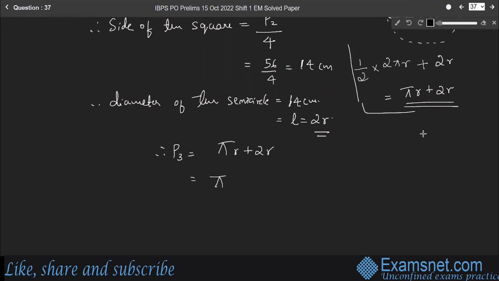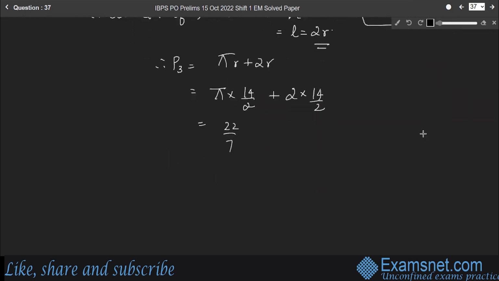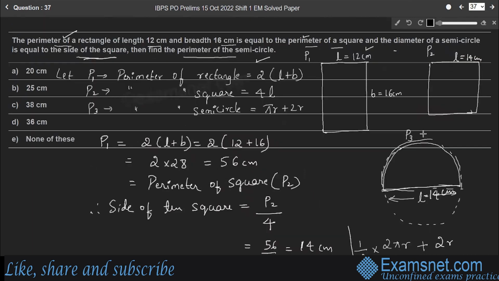So since diameter of the semicircle is 14 centimeter, radius is 14 by 2. So pi is 22 by 7 into 7 plus 2 into 7. Therefore, 22 plus 14, 36 centimeter is the perimeter of semicircle. Therefore, option D is the right answer.